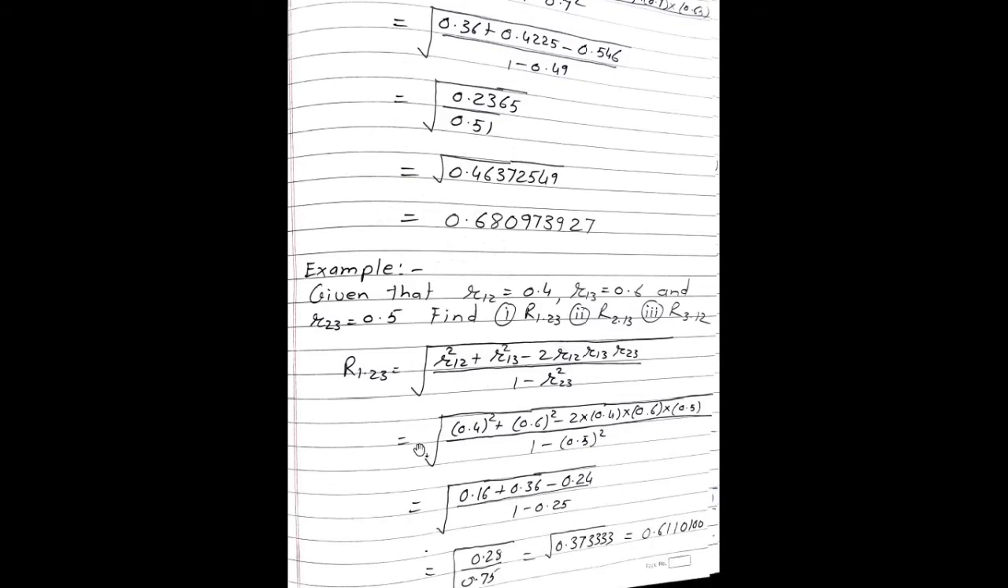So replace all the values in the formula. The value becomes square root of 0.4 square plus 0.6 square minus 2 into 0.4 into 0.6 into 0.5 divided by 1 minus 0.5 square, which is equal to square root of 0.16 plus 0.36 minus 0.24 divided by 1 minus 0.25. So the value becomes square root of 0.28 divided by 0.75. So this value is square root of 0.373333. The square root value is 0.6110100.